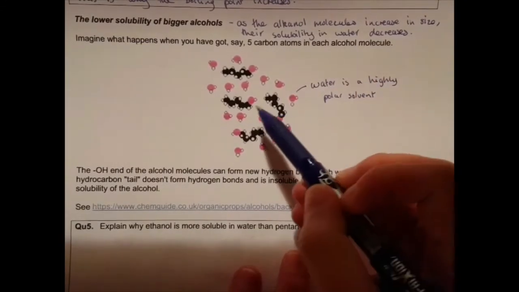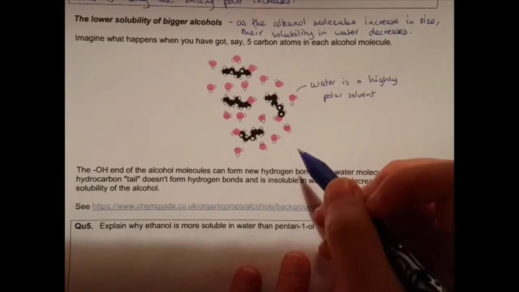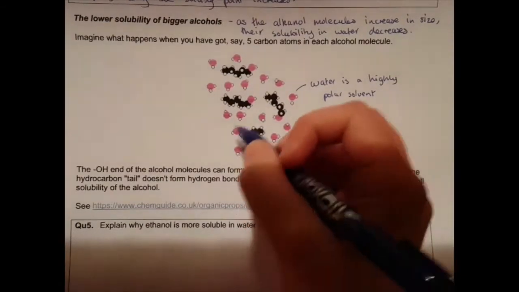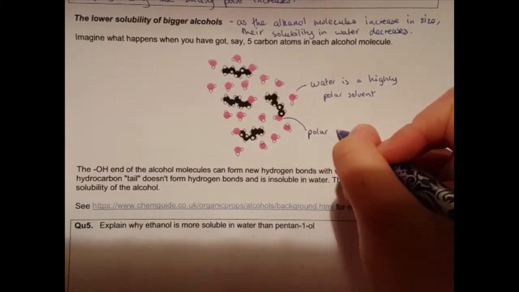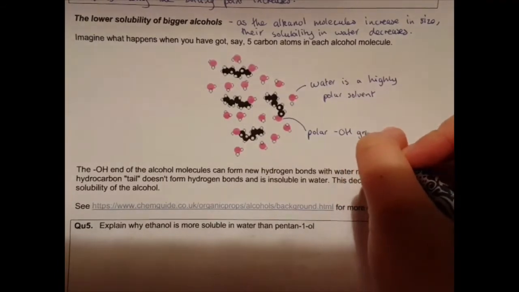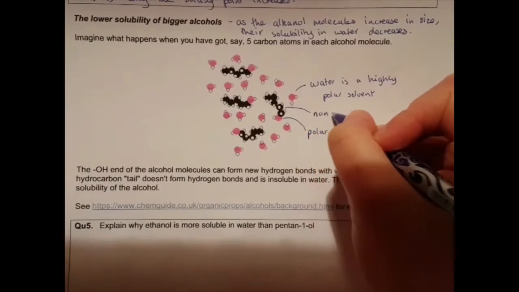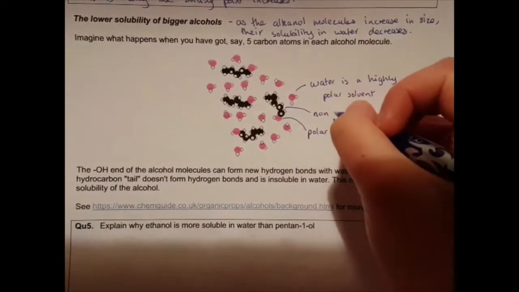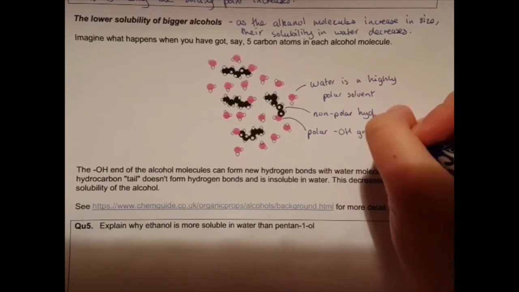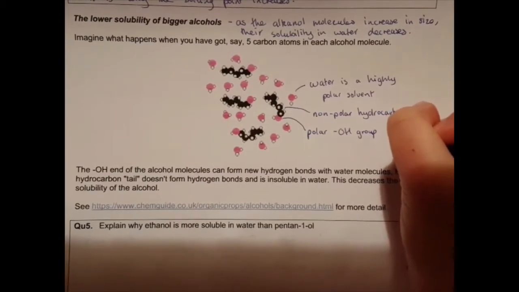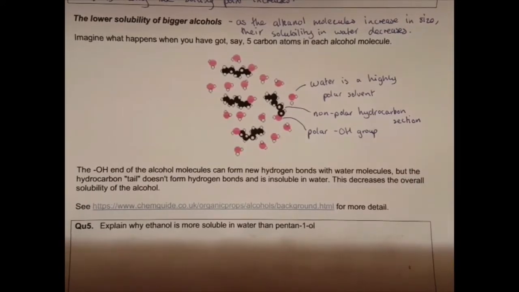And what we can do is talk about this molecule in terms of slightly different polarities and different parts of the molecule. So these alcohol molecules have a polar OH group, a polar hydroxyl group, but then they also have a non-polar hydrocarbon, we could call it a hydrocarbon tail, or a hydrocarbon part of the molecule, or even a section, which I think is what I'll call it here. So we've got a polar OH group and a non-polar hydrocarbon section.